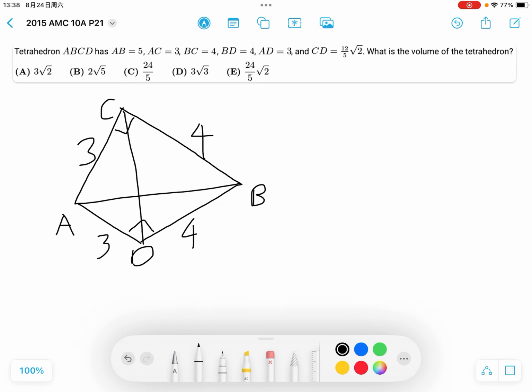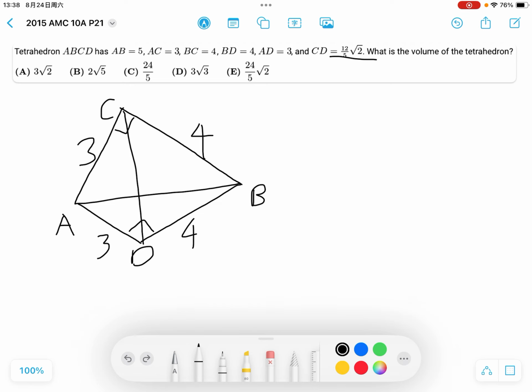And CD is 12 over 5 root 2. Now, what's the point of 12 over 5 root 2? There has to be a purpose of this, because if CD was just a random side length, then it could have been 10 or 20 or, I don't know, 10.5, right? Why does it have to have root 2, and why does it have to be a fraction? We don't know. But this obviously has some purpose of setting CD equal to 12 over 5 times root 2.